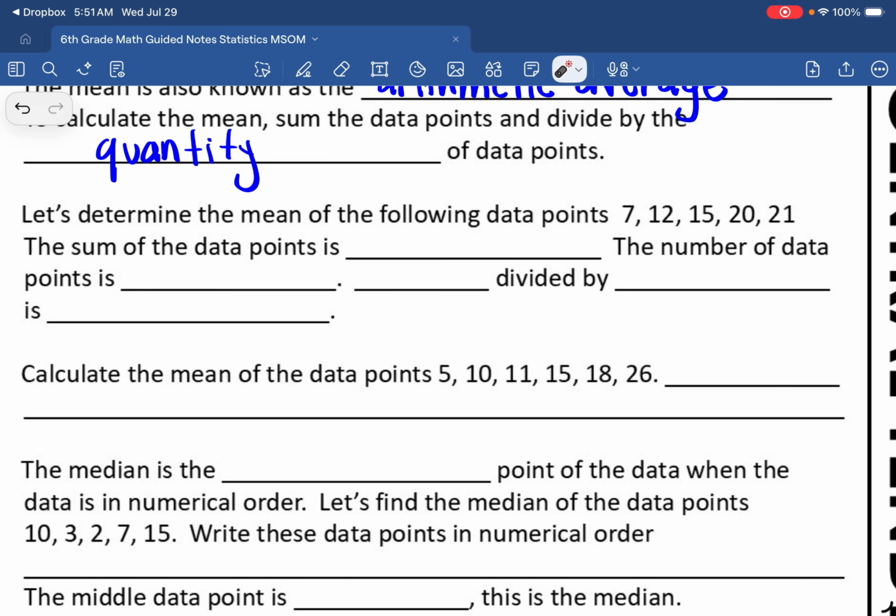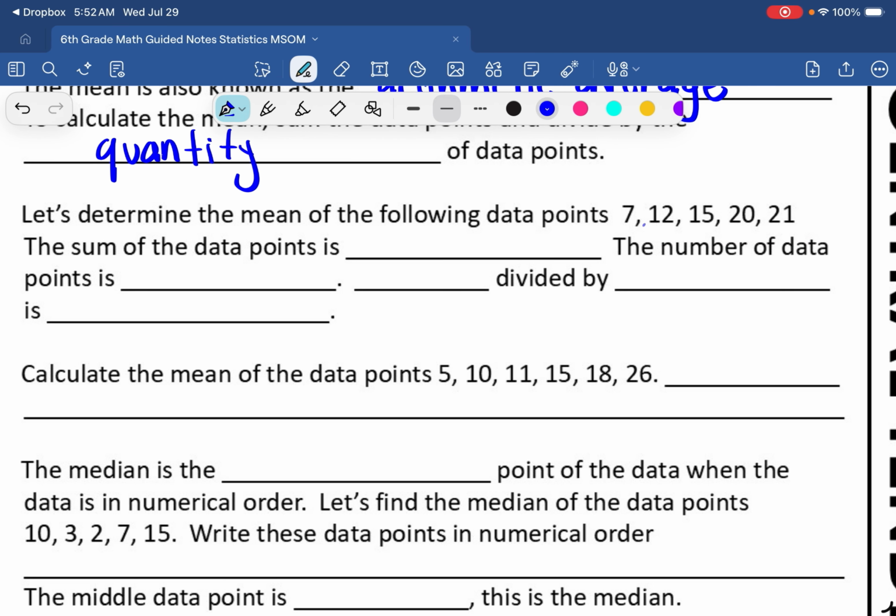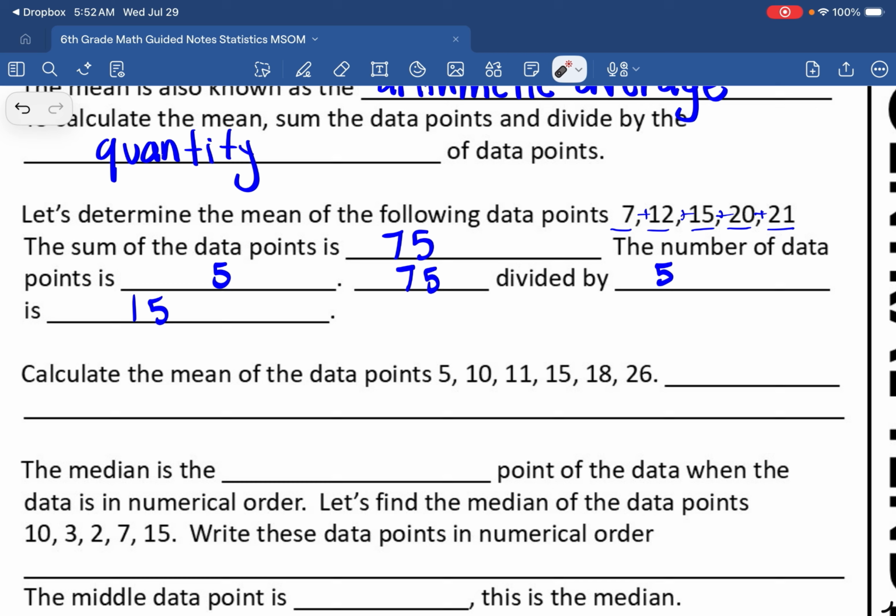The sum of the data points, so I'm going to add up 7 plus 12 plus 15 plus 20 plus 21. If I add those all up, I get 75. The number of data points, so there are 1, 2, 3, 4, 5 data points. So I'm going to take 75 and divide it by 5, and that gives me 15. That means the mean or the arithmetic average is 15. It's like the typical number, the number kind of like in the middle of those data points.